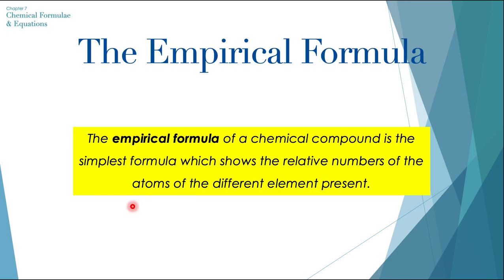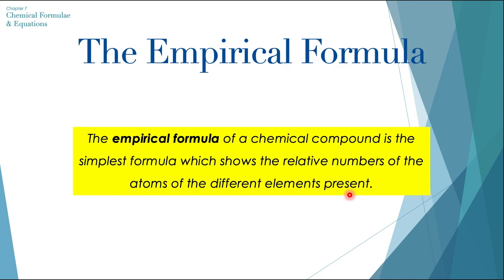Okay, so the empirical formula is basically the formula from the percentage composition. Okay, here we have the definition of this. The empirical formula of a chemical compound is the simplest formula which shows the relative numbers of the atoms of the different elements present. So, it is basically a formula of a chemical compound which shows the simplest formula with the relative numbers of the atoms of the different elements present, okay? Like with the smallest numbers present, as if we're telling a ratio or something, you know?